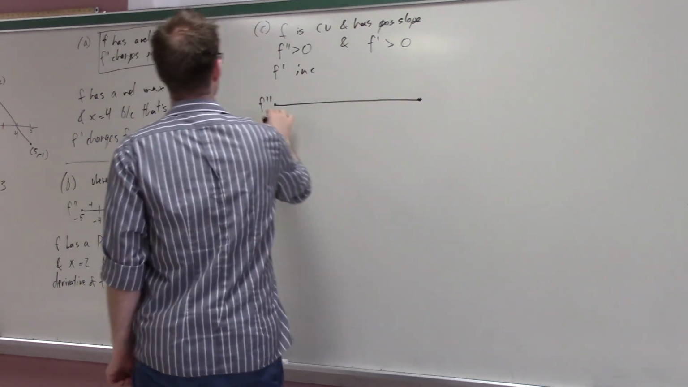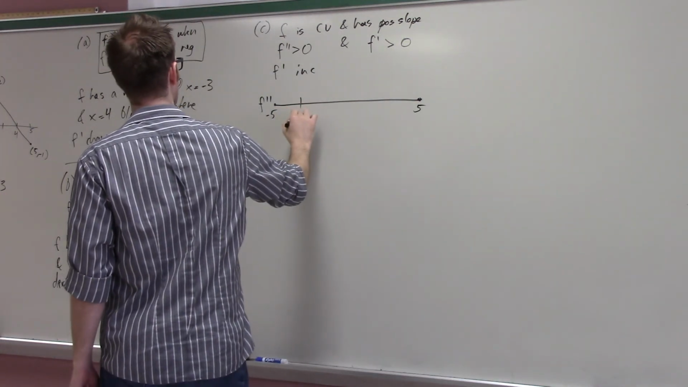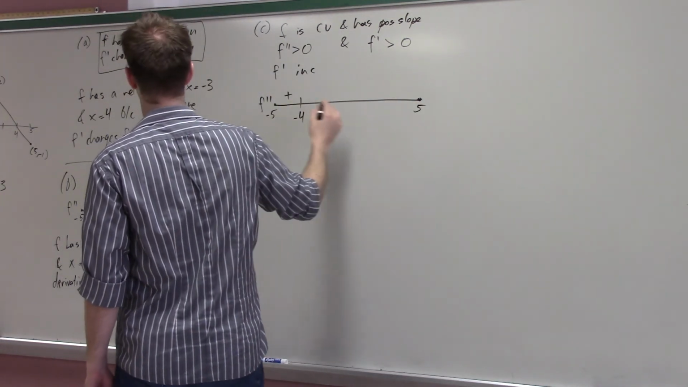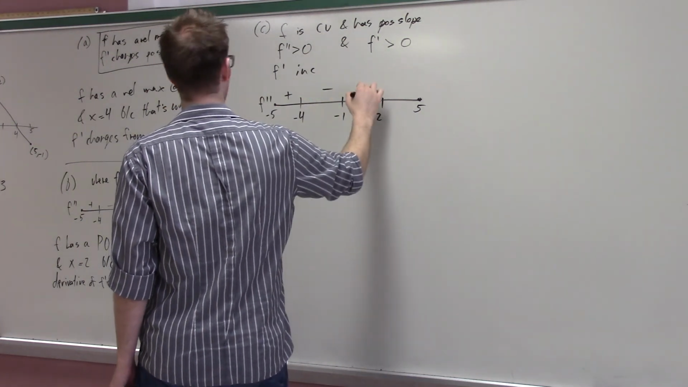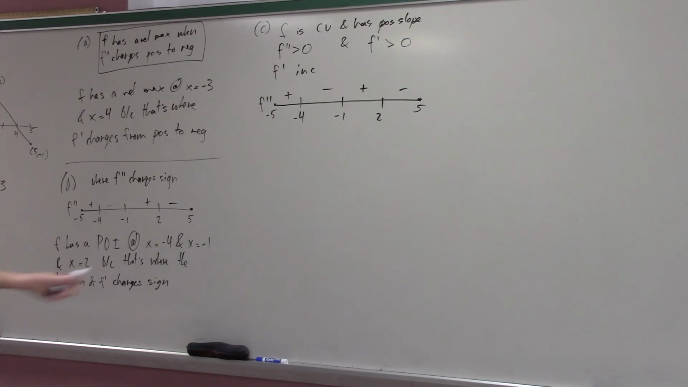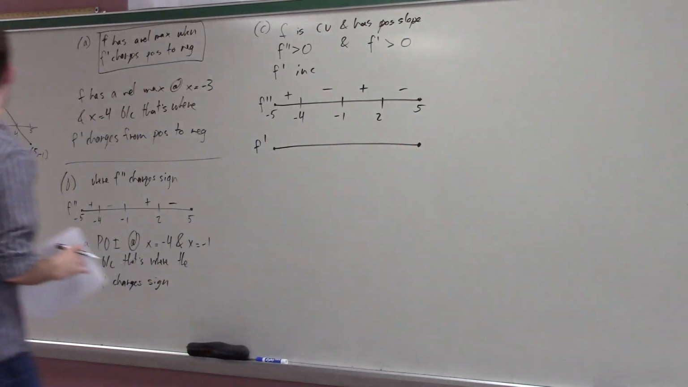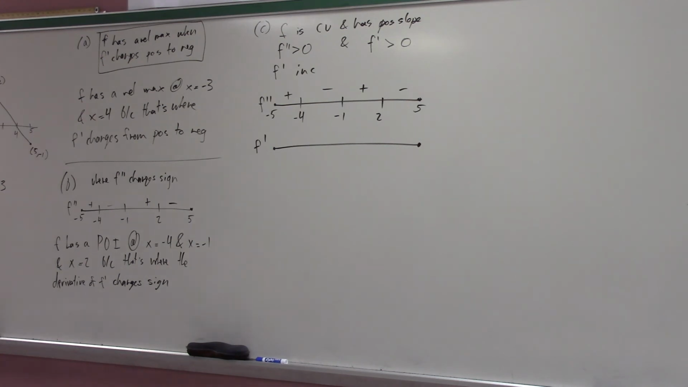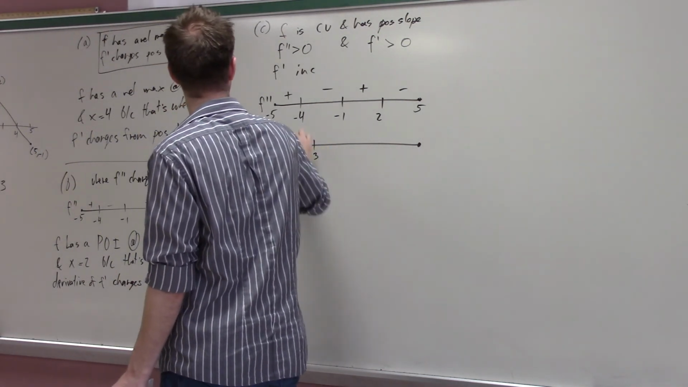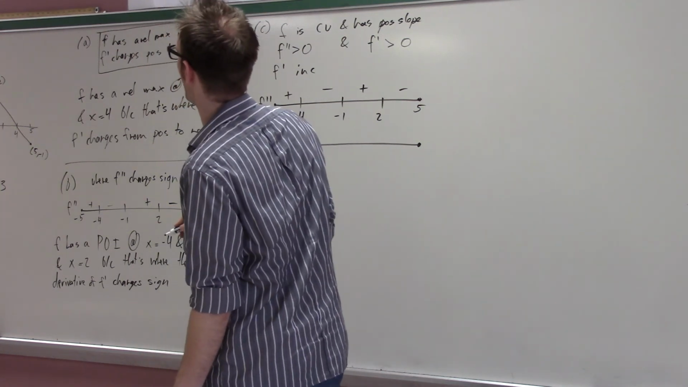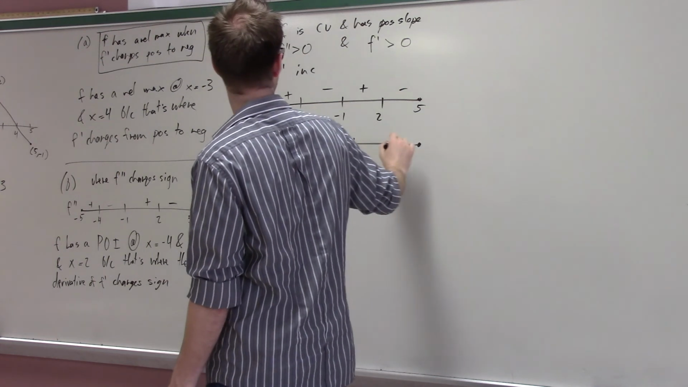What was the chart for f double prime? I'm just copying it from like a second ago. There was -4, there was plus, then it was negative, then it was positive, then it was negative. And then what's the chart for f prime? Well, just by looking at it, it's going to be positive until -3, then it's going to be negative until 1, then it's positive until 4.